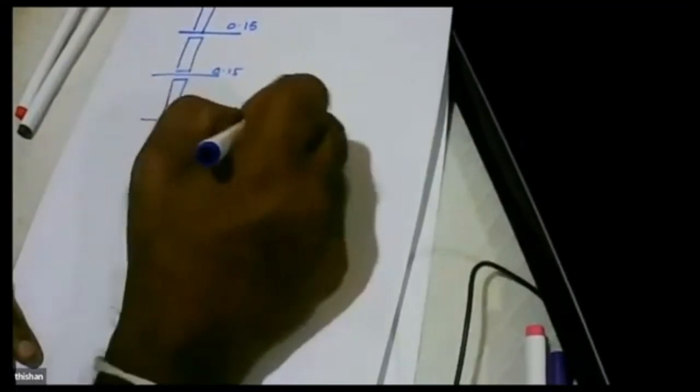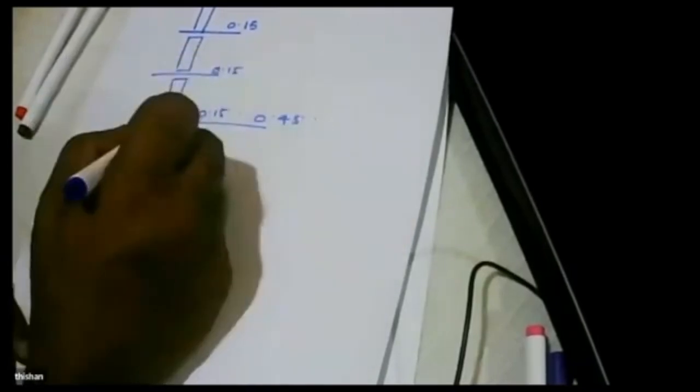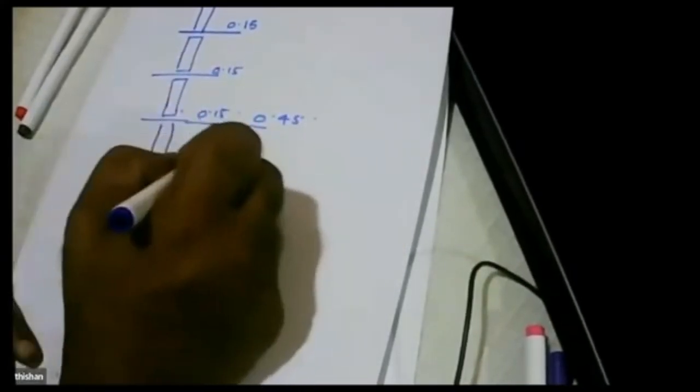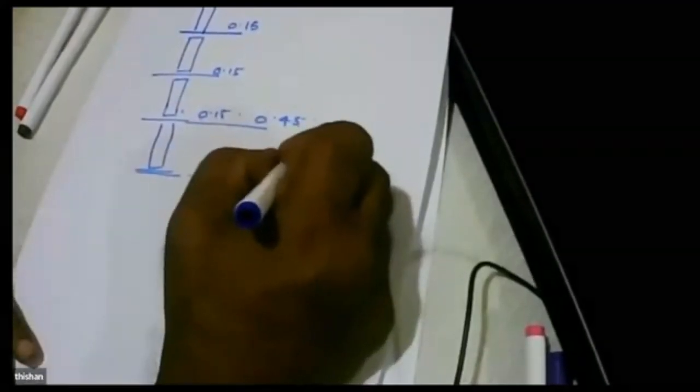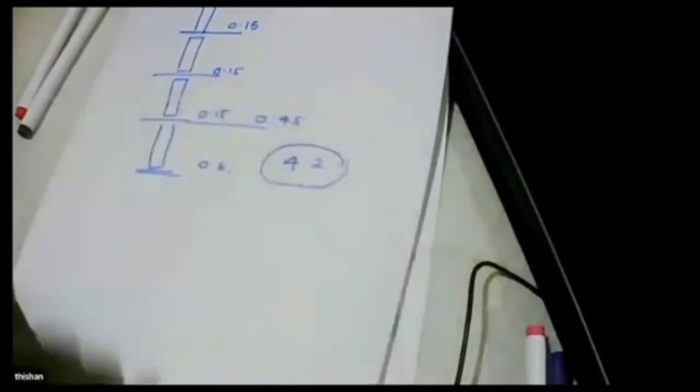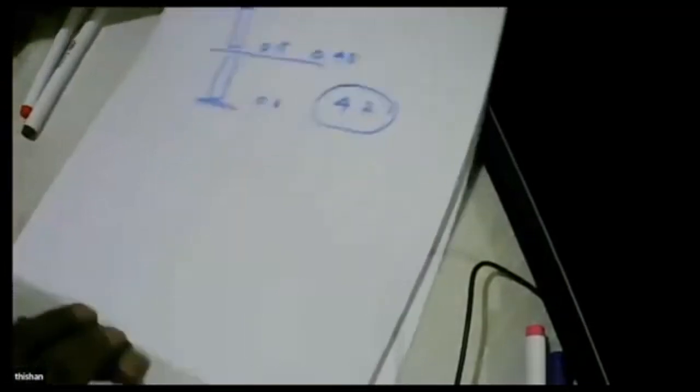So we can have a situation here: we have one flow, another flow, another flow, and each one of these will give a stress of 0.15, 0.15, 0.15. So the total will be 0.45. That means if you want, we can go for another flow as well, and these with an overall factor of safety of 4.2.